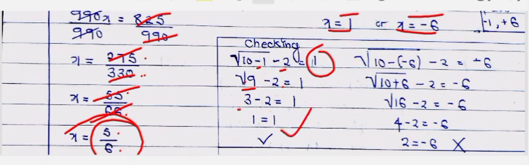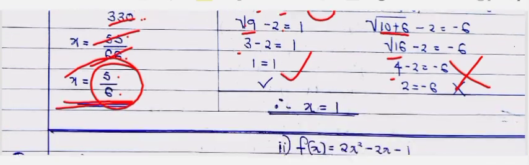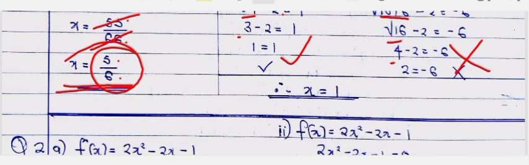Now, let's check with the other value. Where there's x, we're going to replace with negative 6. And then when we have negative, it's going to give us positive. And then we have 16. The root of 16 is 4. 4, we remove 2, we'll get 2. So the 2 is not equal to the 6 that we have, meaning this value is a wrong value. So we cannot use that value. So the only way you can conclude is to say, therefore, the correct value of x is 1. So that's all about question number 1.